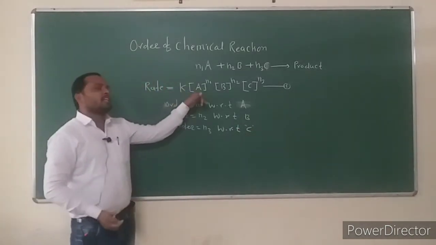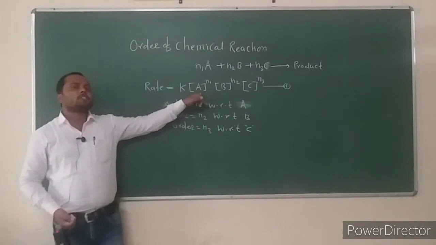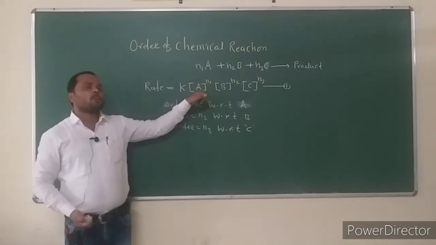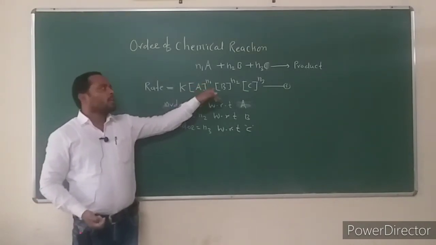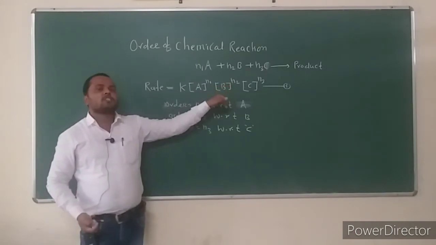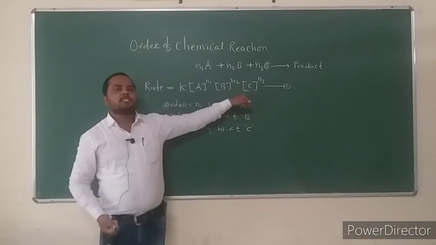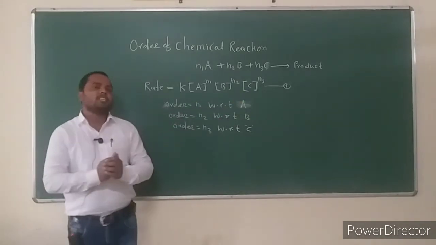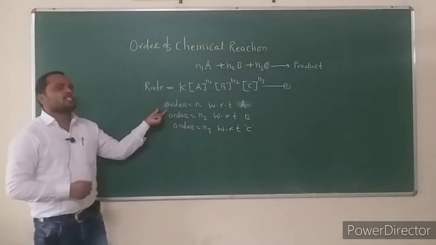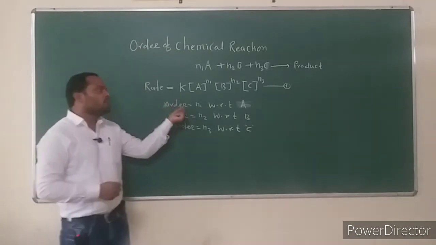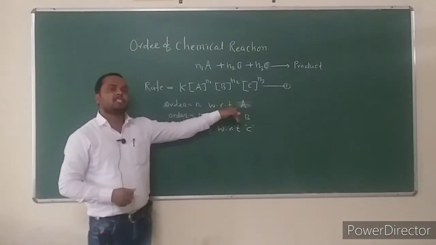The rate of chemical reaction is directly proportional to the n1 power of concentration of reactant A, the n2 power of concentration of reactant B, and the n3 power of concentration of reactant C. Then the order of reaction is said to be n1 with respect to reactant A.